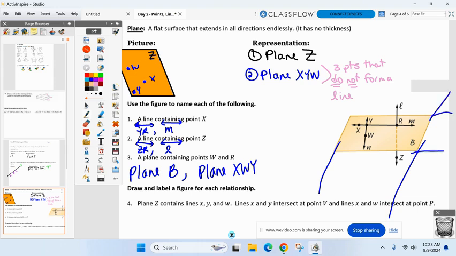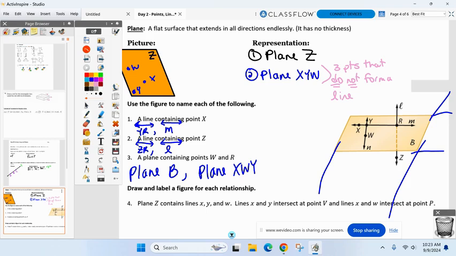You said Z was below it. Okay, all right, yep. So I guess you couldn't have anything with Z there. I'd say plane RWY. That's fine. Yep, doesn't form a line. I'm good with that. Any other questions, comments?